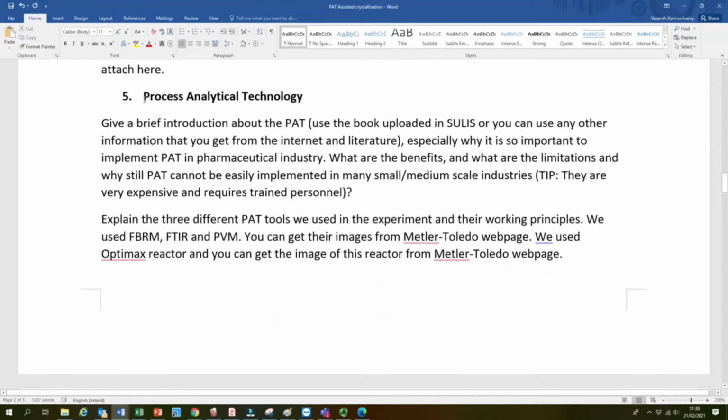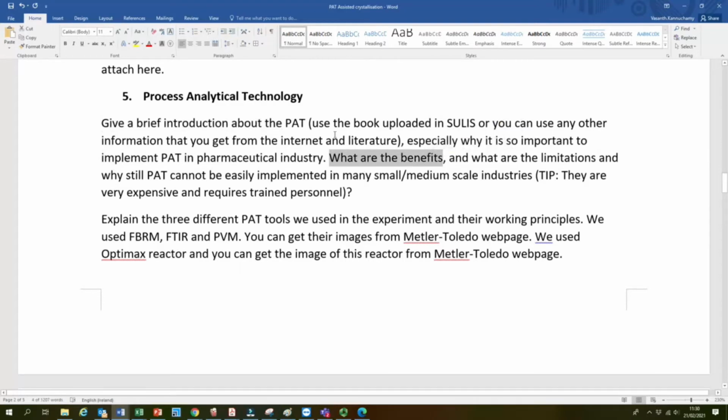And then finally, go to the main topic, which is PAT. Just to give a brief introduction about what PAT is, and especially why it's so important to implement in pharmaceutical industries, and tell the key benefits here.